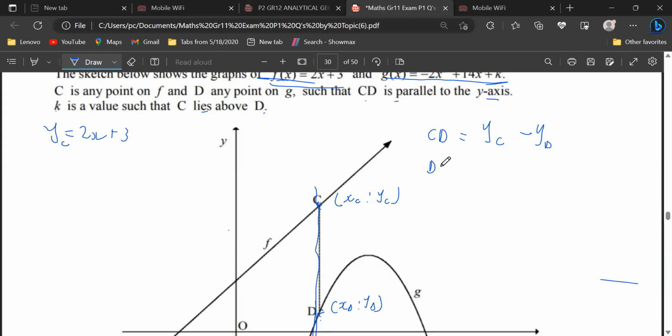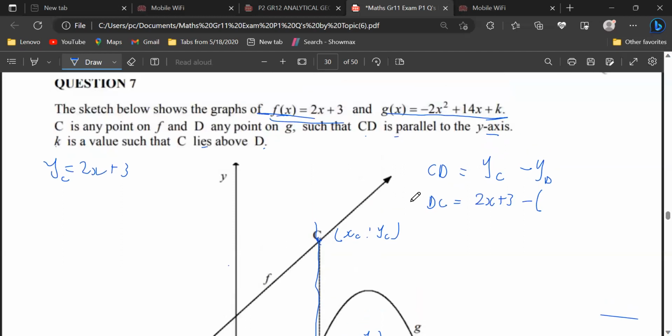So the way you do this, you say CD is going to be given by 2x plus 3 minus, open bracket, and then you write this equation exactly the way it is: minus 2x squared plus 14x plus k. From here, DC is given by 2x plus 3, and then you remove the brackets. Negative and negative gives us plus 2x squared. Negative and positive gives you minus 14x. Negative and positive gives you minus k.